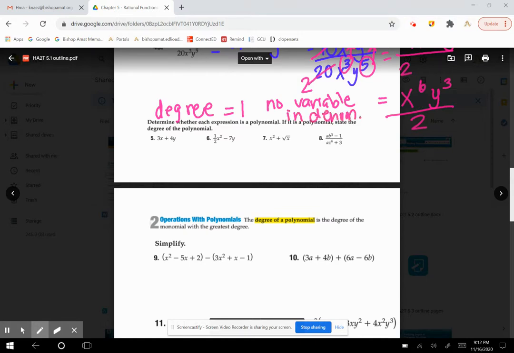Okay, so this one here, 3x plus 4y, yes, this is a polynomial. This one here, since that's x squared, this is no, it's not a polynomial. This one here, no, it's not a polynomial because of this cube. Oh, I'm sorry, the square root. And this one here is no as well.